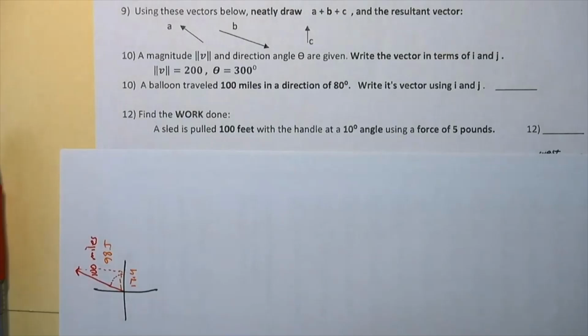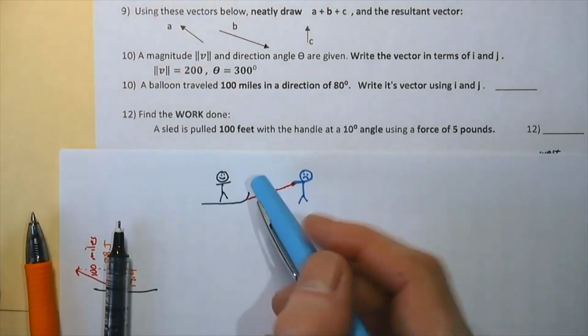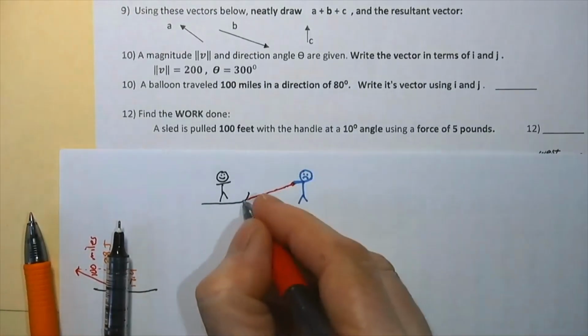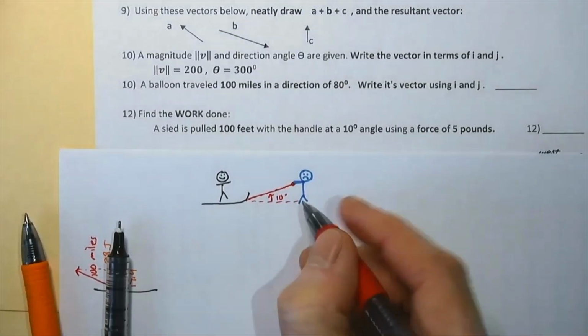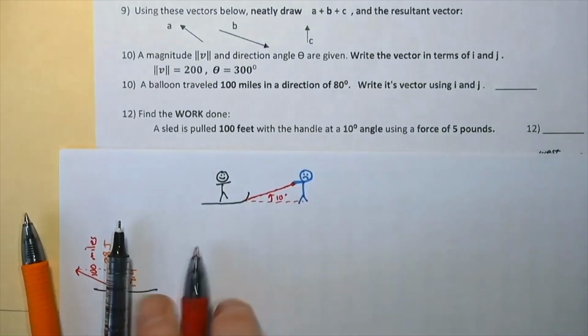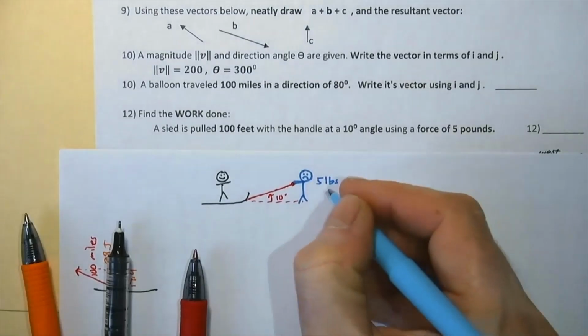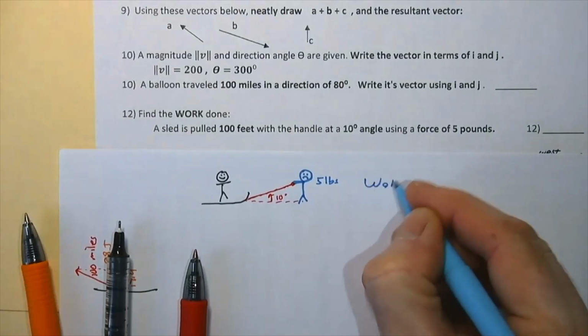Okay, easy question. Work. A sled is pulled 100 feet with the handle at 10 degrees. So I tried to say, okay, here's the ground. You've got this at 10 degrees. Here you are pulling with a force of 5 pounds. You don't want to work too hard there, right? You're going to go 100 feet. How much work did you do?